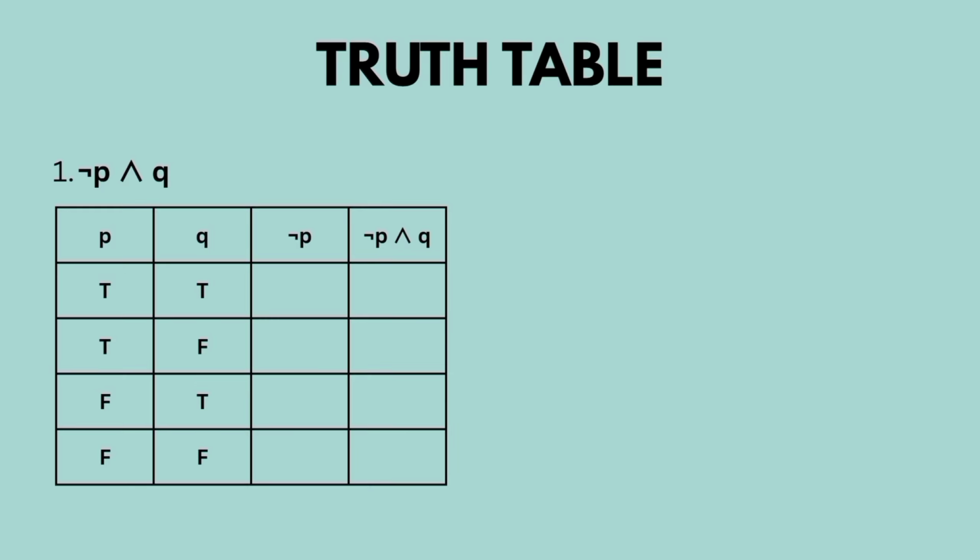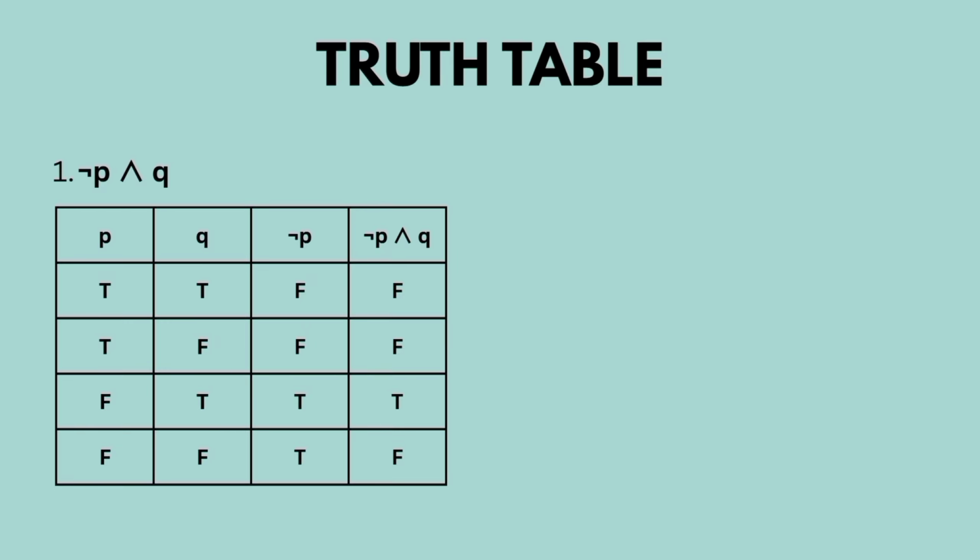Now let's answer this truth table example. Number 1, not P and Q. P is true, true, false, false. Q is true, false, true, false. Now we need to find the value of not P. We can see that it is negation. Negation means it reverses the value. So if P is true, then not P is false. And if P is false, then not P is true.